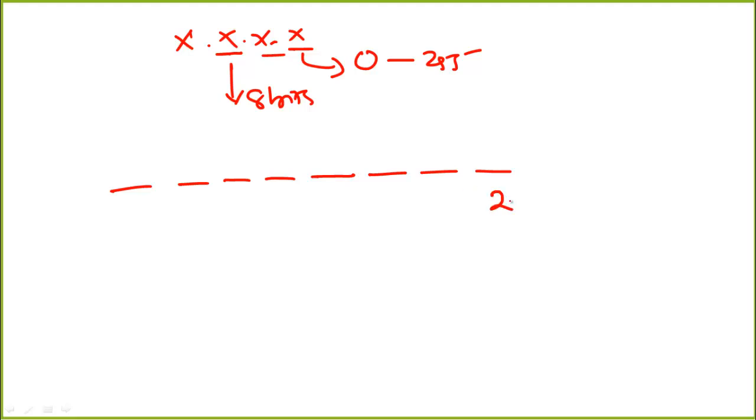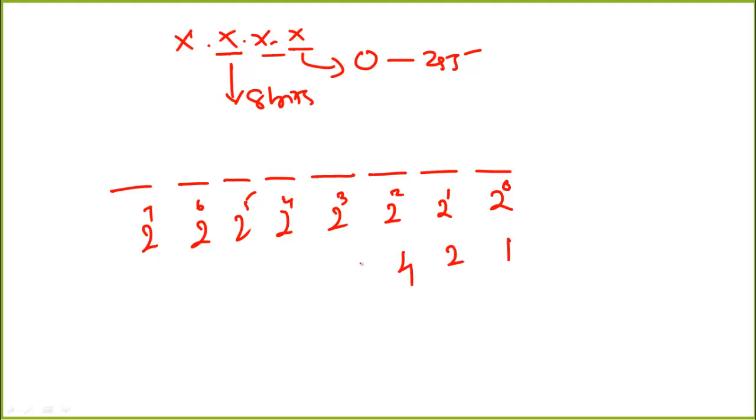The position values are 2 power 0, 2 power 1, 2 power 2, 2 power 3, 2 power 4, 5, 6, 2 power 7. And what is 2 power 0? Anything power 0 is 1. 2 power 1 is 2, then 4, 8, 16, 32, 64, 128. Okay, so these are the position values.